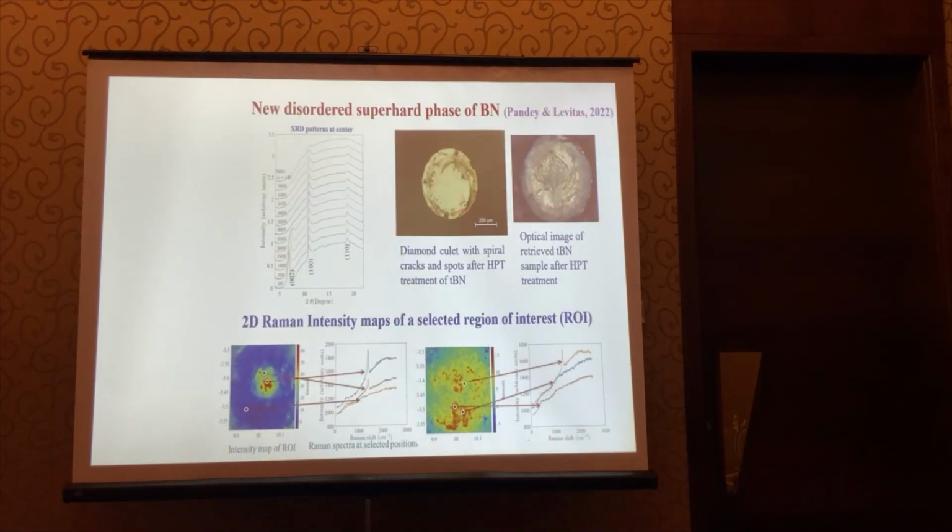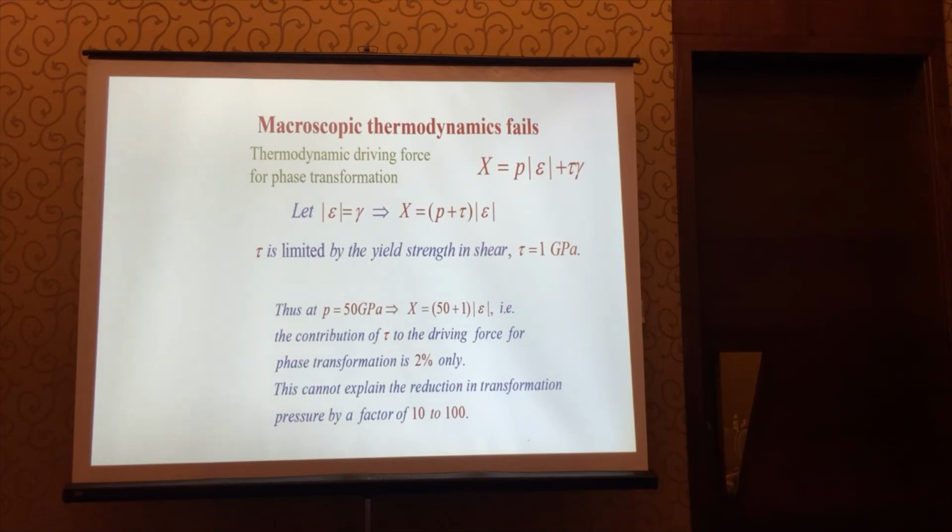Also, recently we found a new disordered superhard phase of boron nitride. It even scratches diamond, and even cubic boron nitride cannot do this. And we detected it using X-ray diffraction and Raman. The main problem is that traditional thermodynamics fails to explain any of these effects.